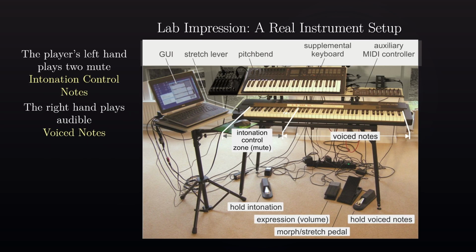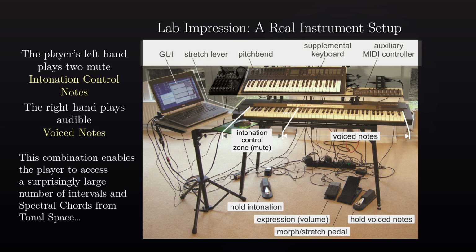This is the prototypical instrument I used to produce all of the sound examples in this video. In general, the player's left hand plays two mute intonation control notes in the intonation control zone of the keyboard. The right hand plays the audible voiced notes. This combination enables the player to access a surprisingly large number of intervals and spectral chords from tonal space.